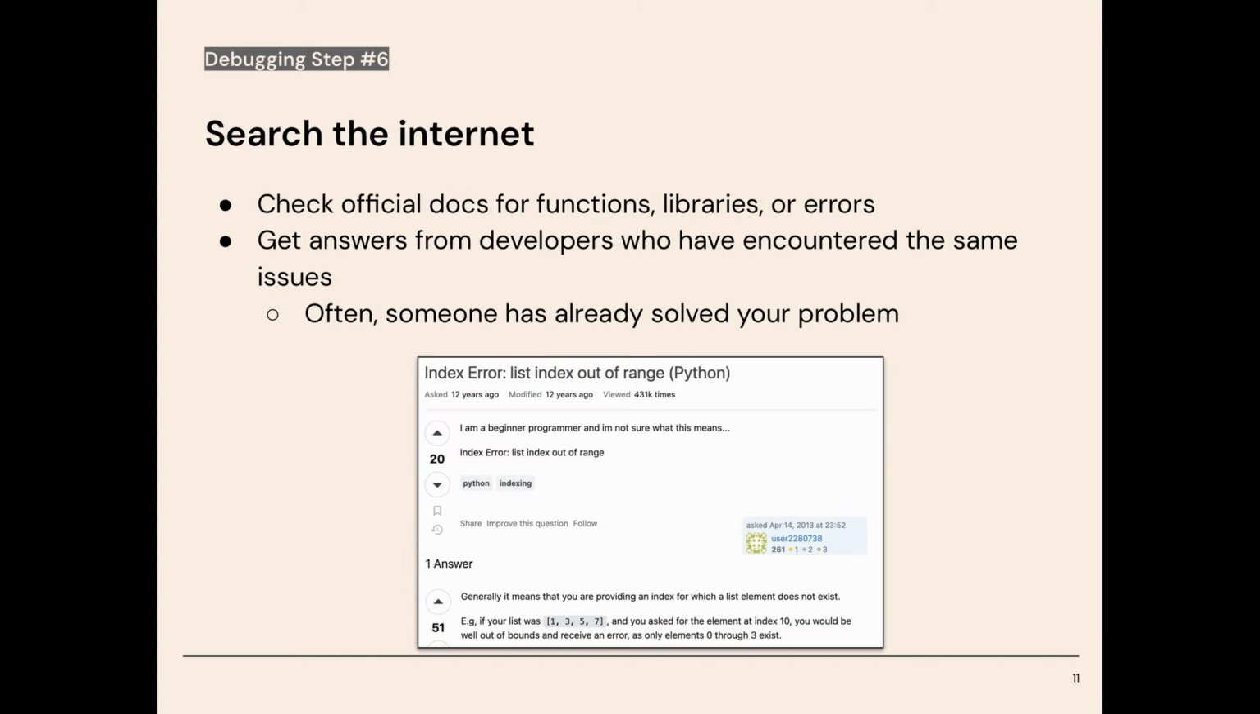Step number 6 is to use the internet. So if you're getting an error that you don't understand, Google it. Helpful sites like Google and Stack Overflow and even the larger Stack Exchange network can really help identify what generally causes a given error.